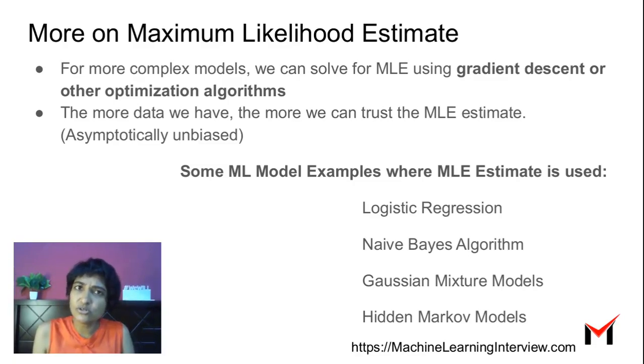So just to again put this in perspective, what are some models that actually use this kind of an MLE estimate? Some of the models you might have seen are logistic regression, the naive-Bayes classifier, or Gaussian mixture models and hidden Markov models. So these are all models whose parameters can be solved using the maximum likelihood estimate.